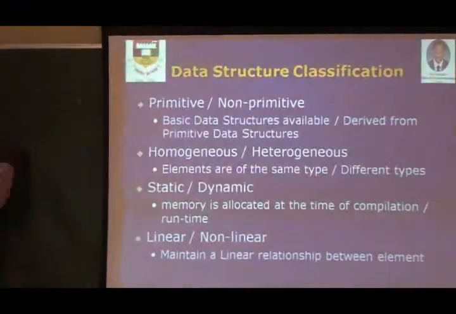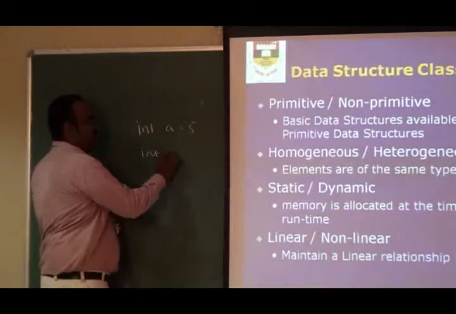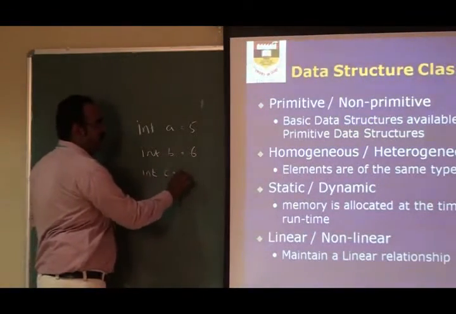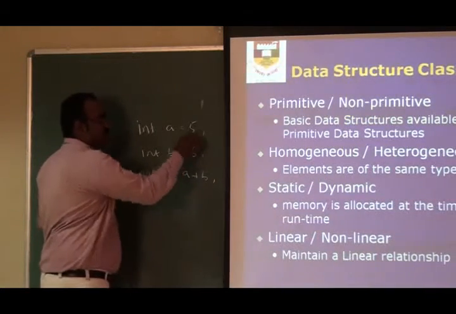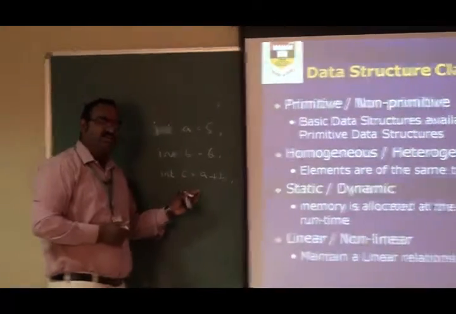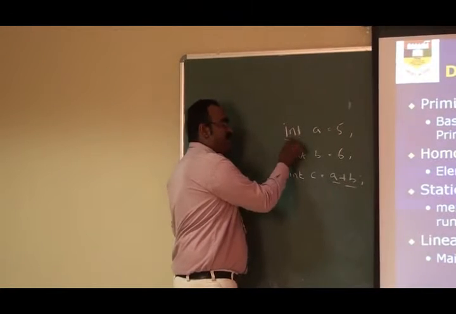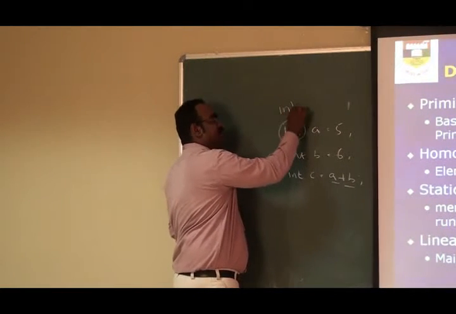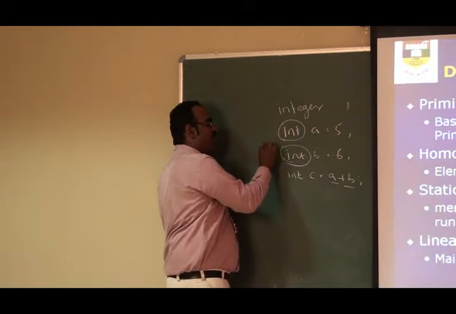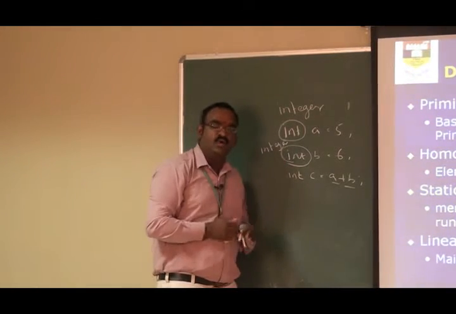So we will see an example: integer a is equal to 5, integer b is equal to 6. Then we add, integer c is equal to a plus b. This is very simple code in C, right? We add 5 and 6 and the value is stored into c. Here a and b are both integer, that is, int is the integer data type. b is another variable which is also an integer data type. Both are the same data type, so we call it homogeneous.